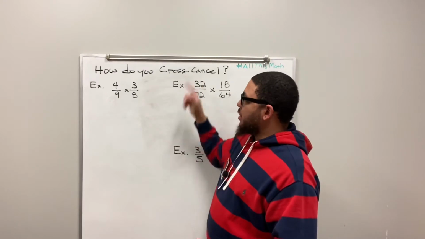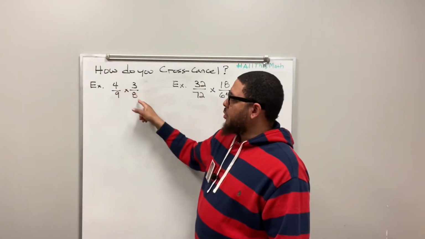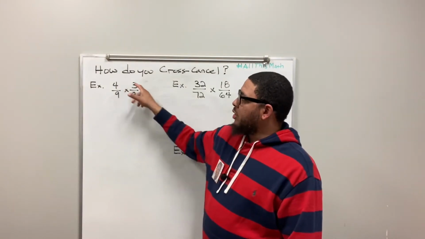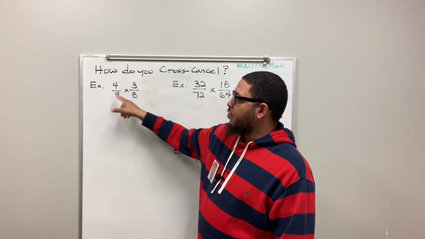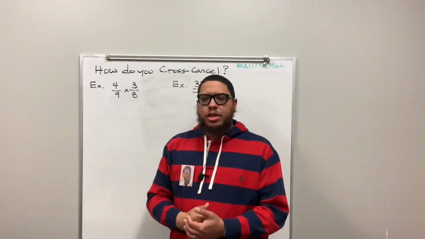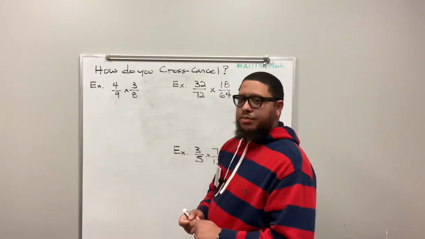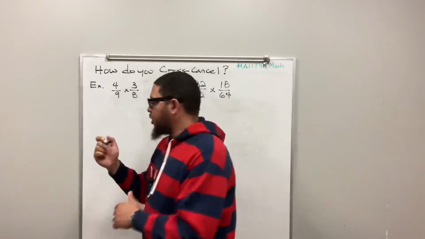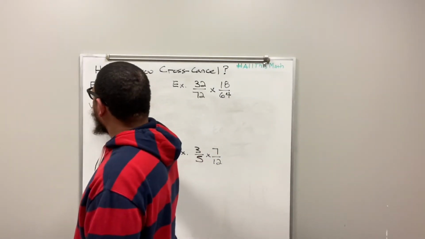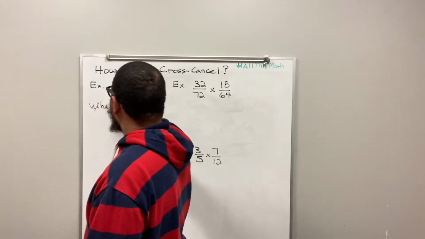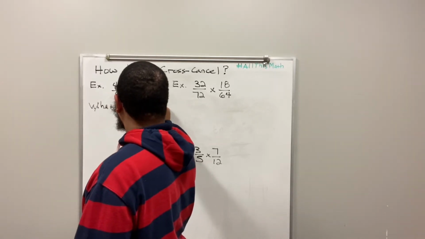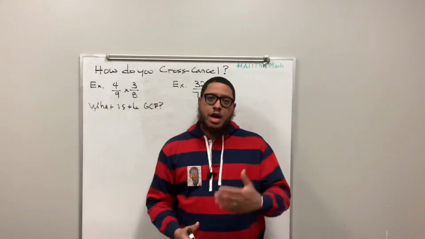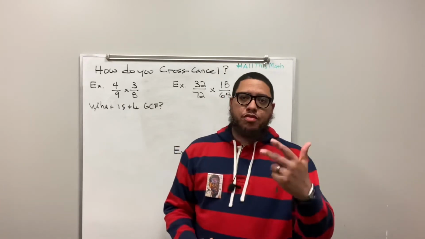So when you're cross canceling, you look at the numbers that are diagonal from each other: the numerator in the first fraction and the denominator in the second fraction, and the numerator in the second fraction and the denominator in the first fraction. What you want to ask yourself about those two diagonal numbers is, what is the GCF? If you don't know what the acronym GCF stands for, I'm going to tell you. It stands for greatest common factor.